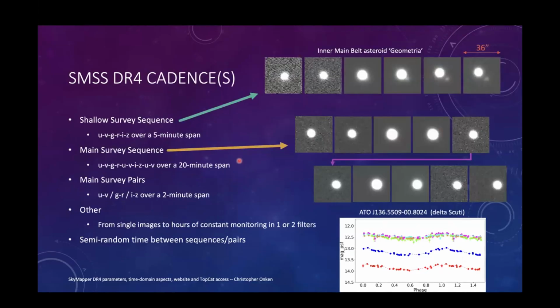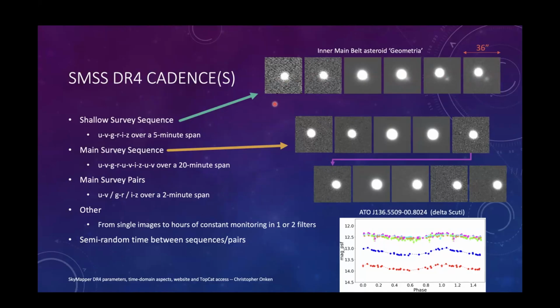Now, the particular visits that SkyMapper made to any particular piece of sky were done in a number of different modes, which yield different cadences for the photometry. For the shallow survey, we cycled through all 6 of the SkyMapper filters in about 5 minutes. And so for a moving object like this main belt asteroid, you can see it moving its sky position. These were all centered in the same location. You can see it moving across the sky over that 5-minute period, and that's a bit easier to visualize with a moving object, but you get similar sorts of variations for anything that changes its brightness within that span of time.